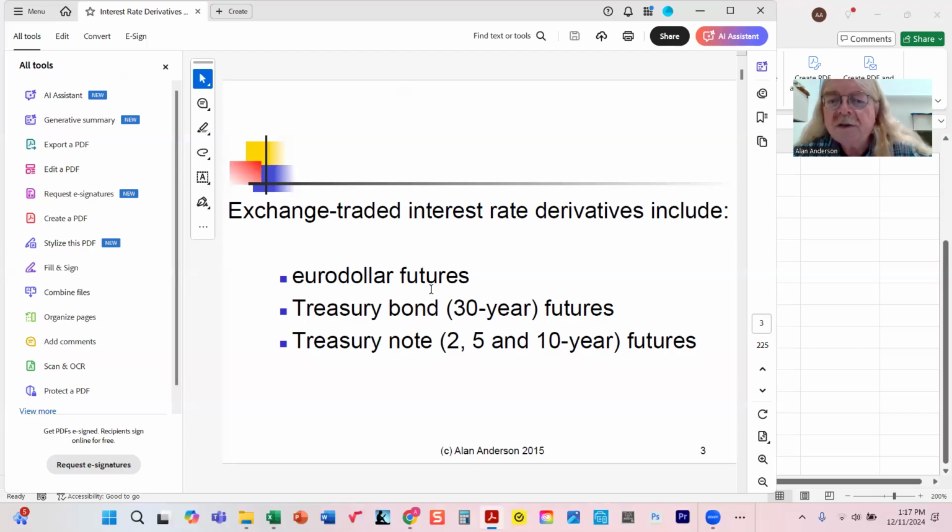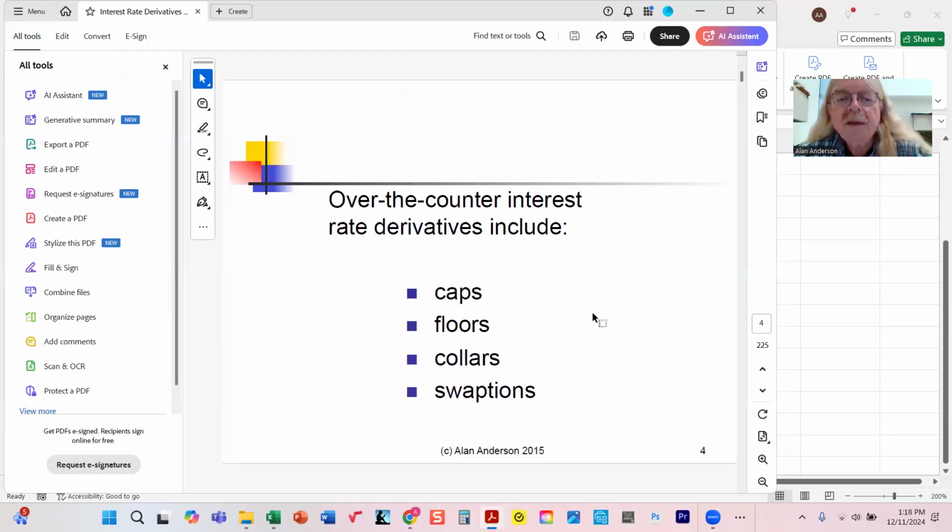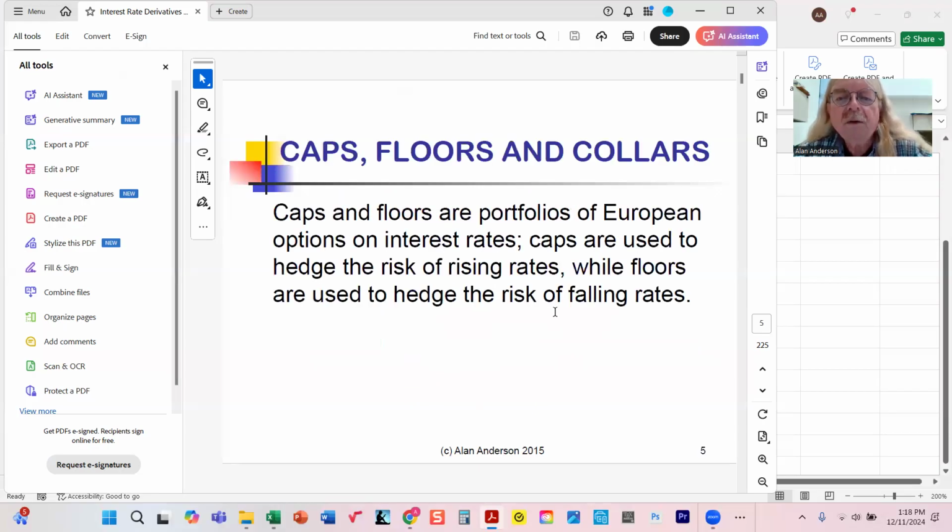So while some of these do trade over, let's say, the Chicago Mercantile Exchange, in particular, futures always trade on exchanges. And you can see here there's a lot of volume in Eurodollar futures, Treasury bond futures, Treasury note futures. But the options that we're about to look at would normally be customized in the over-the-counter market. So these include the following four: caps, floors, collars, and swaptions. And so what are they for?